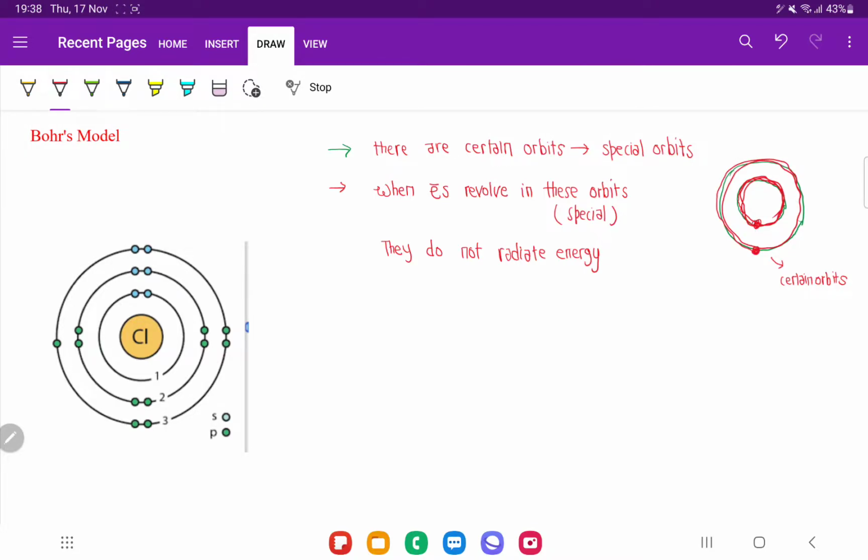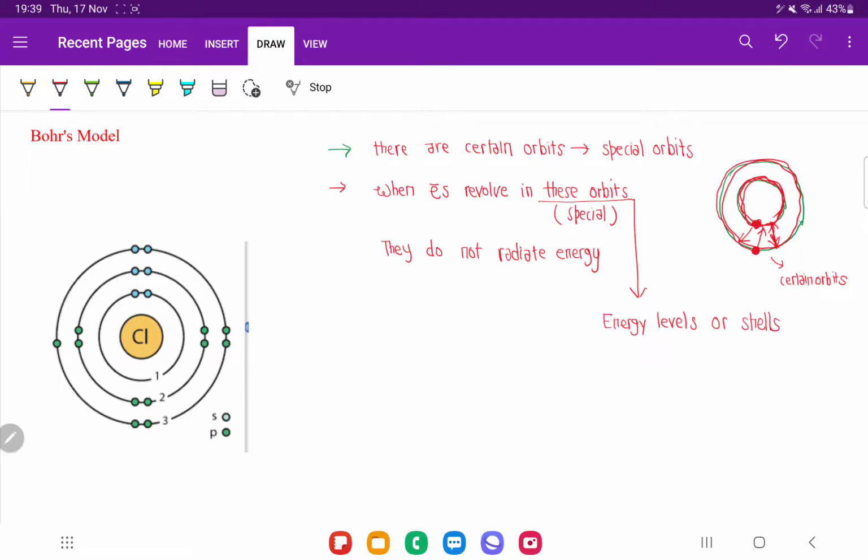And suppose you give some energy to this atom, then maybe the electron can go here. Or if this atom loses some energy, then maybe it can go here. So there is a certain energy needed to move this electron from this orbit to this orbit. This energy should be released exactly this much, otherwise it will not go. So these are the special orbits, and these orbits are called energy levels or shells.